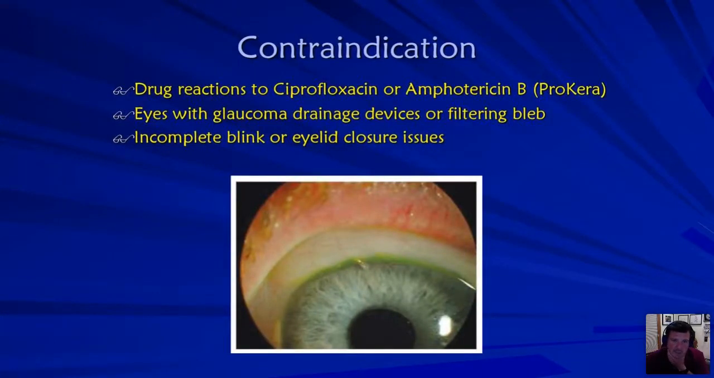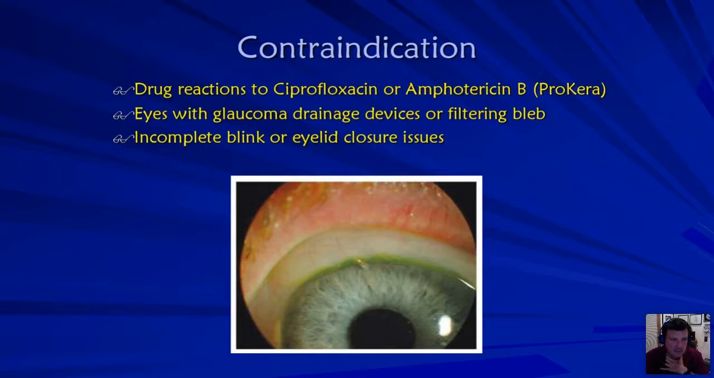Contraindications for cryopreserved membranes like Procara: if they are allergic to Cipro or amphotericin B. You also don't want to upset your glaucoma surgeon if they have a great filtering bleb superiorly by putting an amniotic membrane on it and scarring down and healing their bleb, especially after they tried using mitomycin C. So watch out for patients that have filtering blebs or drainage devices.